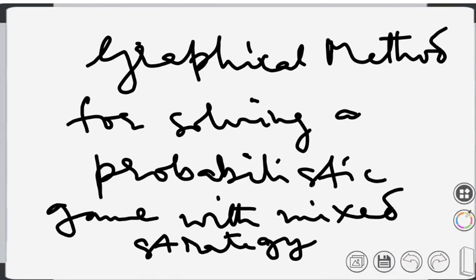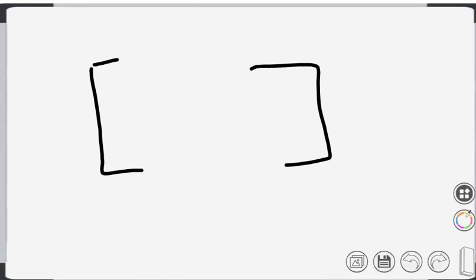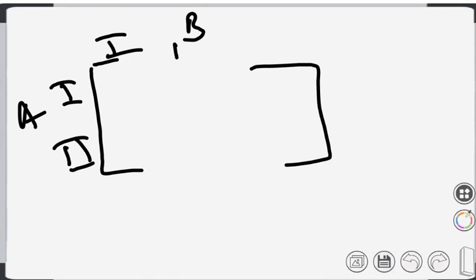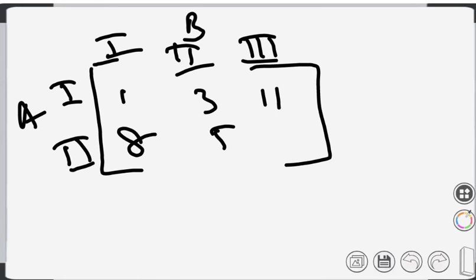So let me give an example. Think about this payoff matrix. Player A has two strategies, and player B has three strategies, one, two, and three, and the payoff matrix is given as 1, 3, 11, 8, 5, and 2. So suppose a game is given like this, how can we solve it?